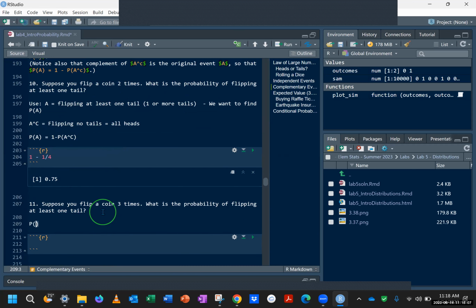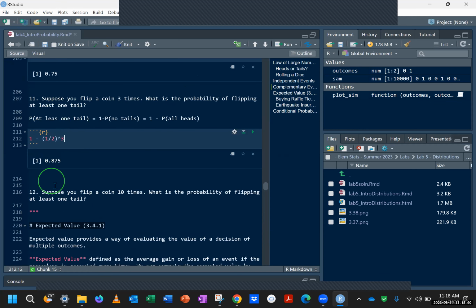So the probability of at least one tail, using the rule of complements, is 1 minus the probability of no tails, or 1 minus the probability of all heads. That's what we're going to use to solve this one. If I'm flipping 3 times, that's 1/2 times 1/2 times 1/2, or 1/2 to the 3rd power. So there's the probability of flipping at least one tail. That's pretty handy dandy.